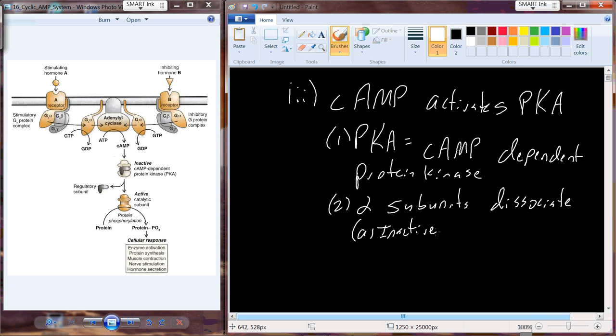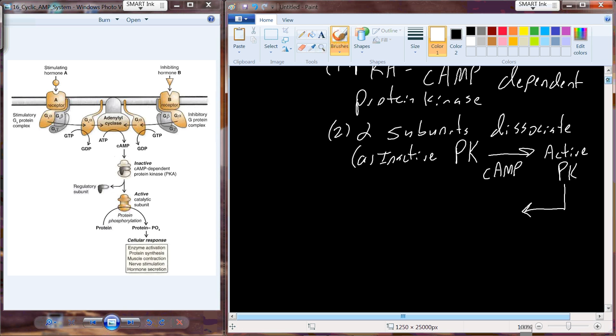When the subunits are associated, it's an inactive protein kinase. When cyclic AMP is added in, they dissociate, that regulatory subunit comes off of the molecule, and this opens up or activates the protein kinase. And what do all kinases do? We turn on the ability to phosphorylate. Phosphorylation results in other proteins either being turned on or off, and as we turn those proteins on and off, we change the physiology.